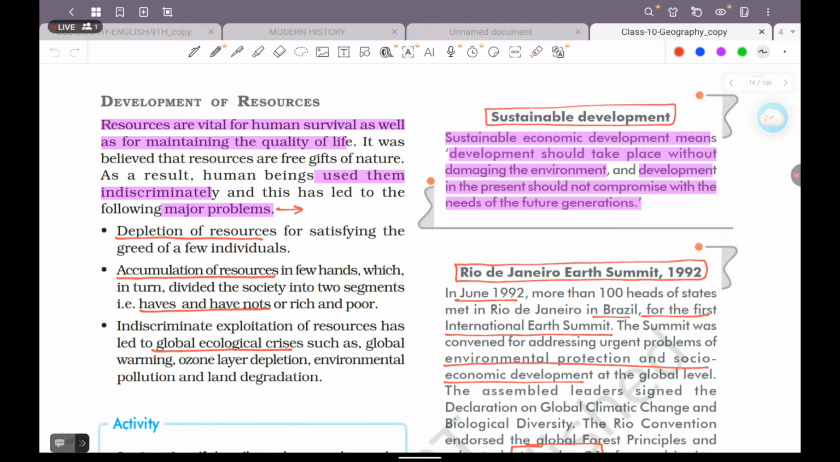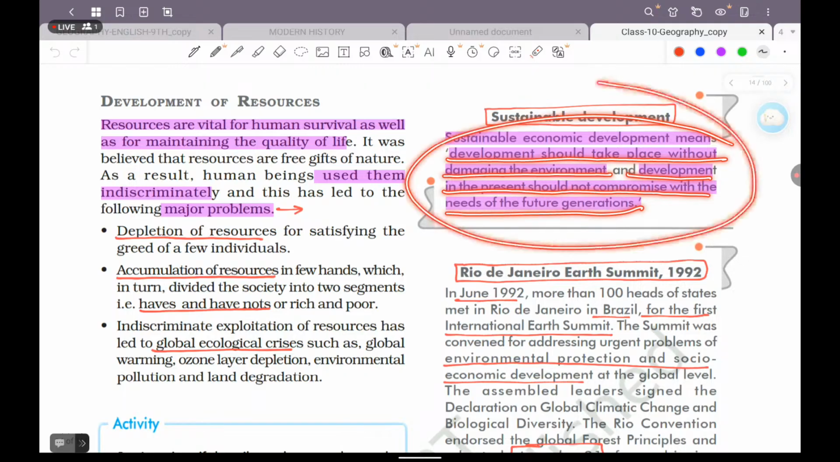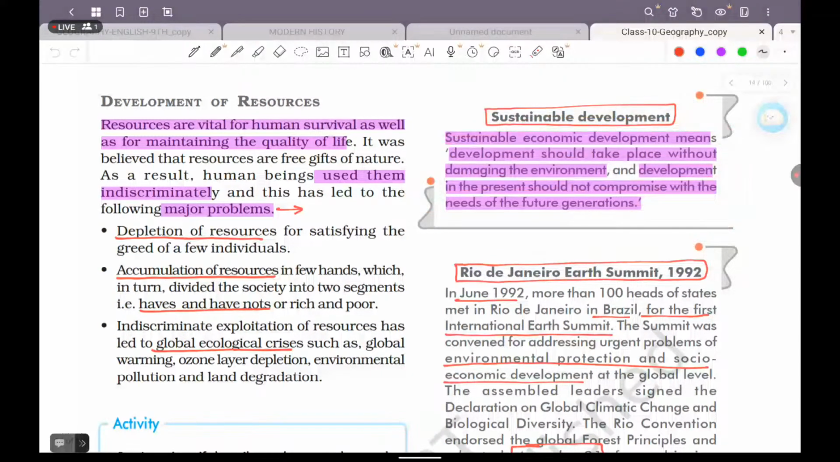So it means that development should take place without damaging the environment, and the development in the present should not compromise with the needs of the future generation. So it means using the resources today while thinking about the future generation, and that development is known as sustainable development.